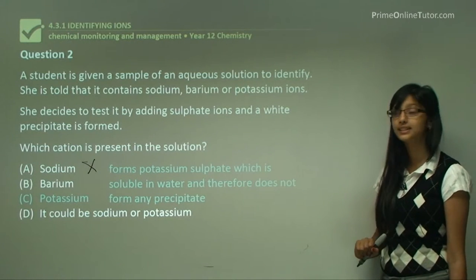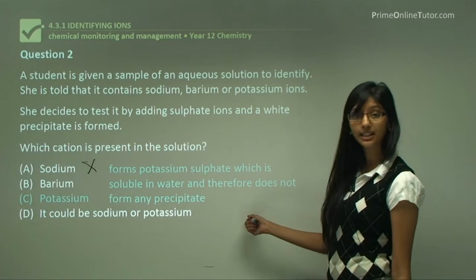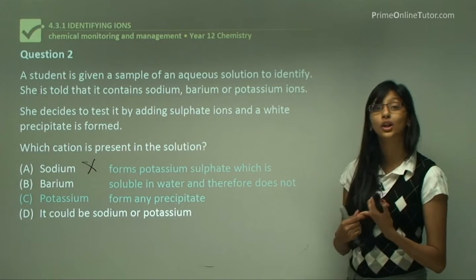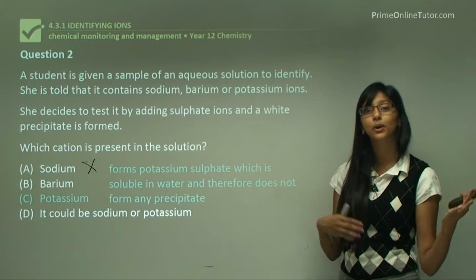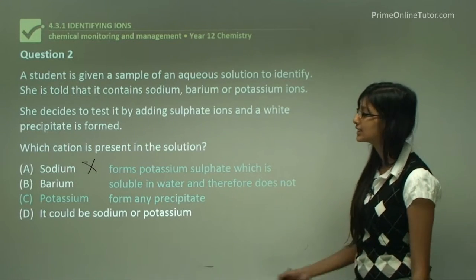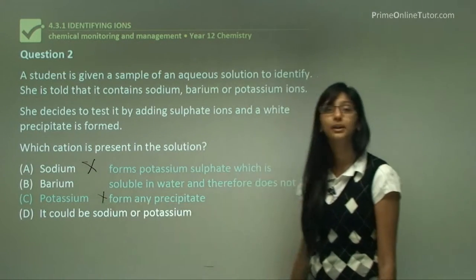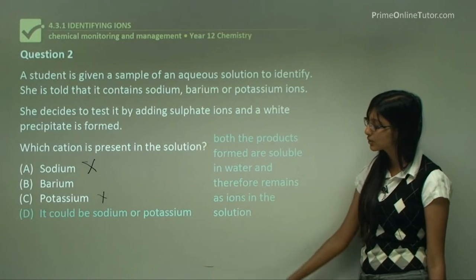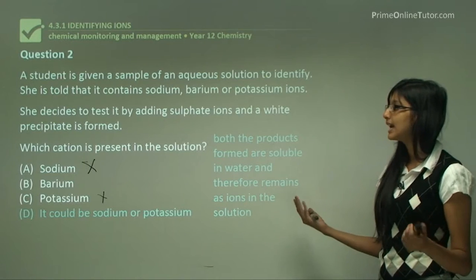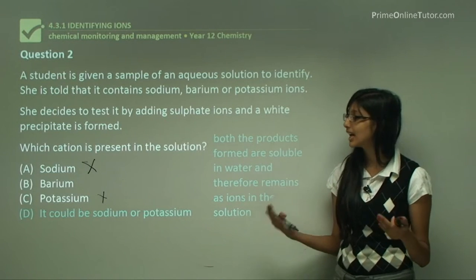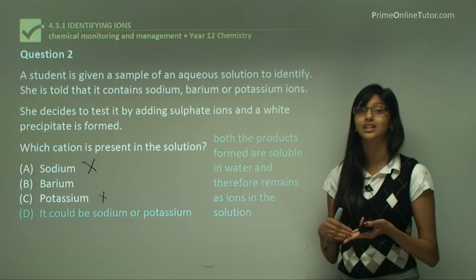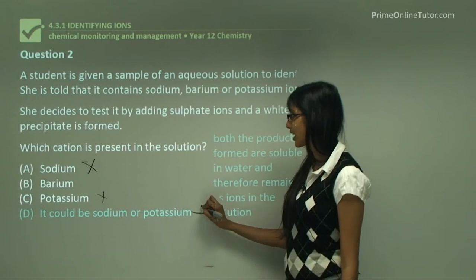Let's look at option C. Option C says potassium. Again, potassium is a group 1 element, and potassium sulfate is soluble in water. Again, it will remain as potassium ions and sulfate ions in the solution and will not form a precipitate. So C is not our answer again. What about D? D tells us that it could be sodium or potassium. Now this is wrong again, because in options A and C we have already said that sodium and potassium do not form any precipitates. They remain as ions in our solution. Hence, D is not our answer.